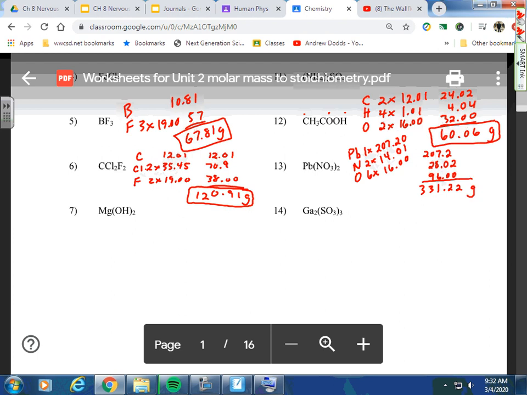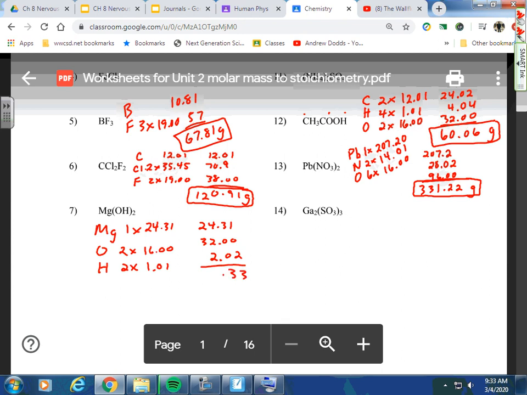331.22 grams. Okay. All right, here, Mg, just one time. O and H are in the parentheses, so I've got to multiply them both by what's outside, which is 2. So O, instead of being 1, is actually going to be 2 times. H is actually going to be 2 times. I know their masses already. Use them quite a bit. Mg is 24.31. So I've got 24.31. I've got 32. And I've got 2.02.